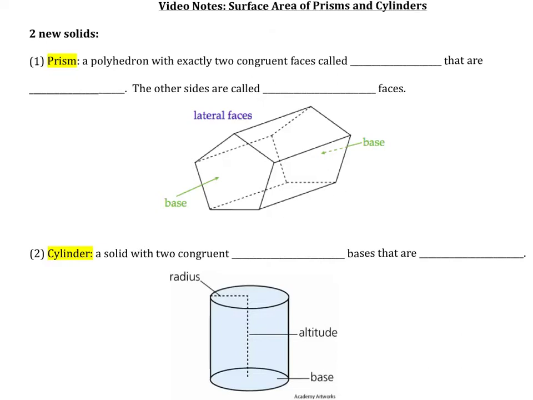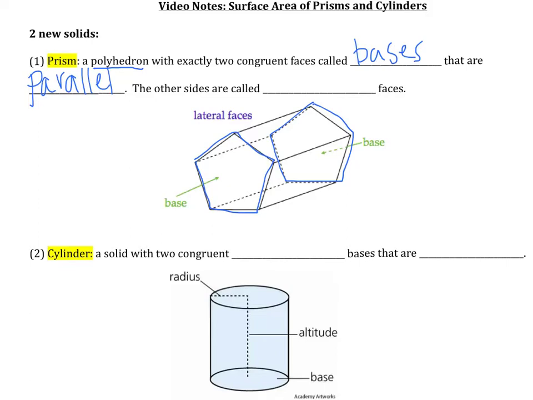Let's go ahead and start with the definition of a prism, which is a polyhedron, which means that it has no curves, and it has exactly two congruent faces that are called bases. These bases are parallel to each other. In our picture, they are the pentagons right here. Now these bases can be any shape that is a polygon, any shape that it wants to be as long as they are parallel and congruent.